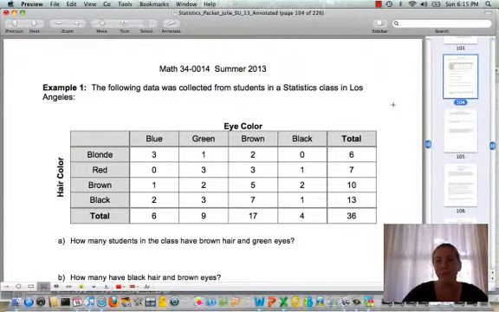Hi Math 34 students. This is Module 5, Example 1. Make sure you first read through the vocabulary on page 103 and then go ahead and turn to page 104 to work through this example.